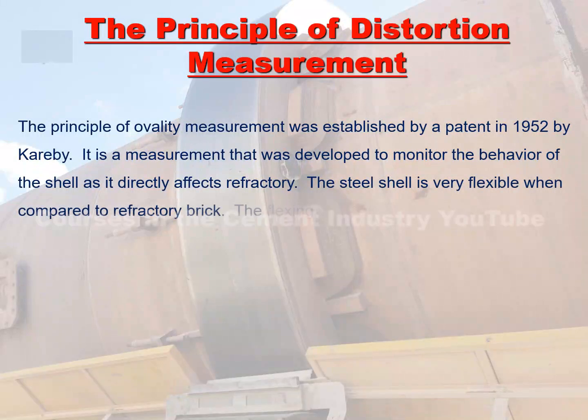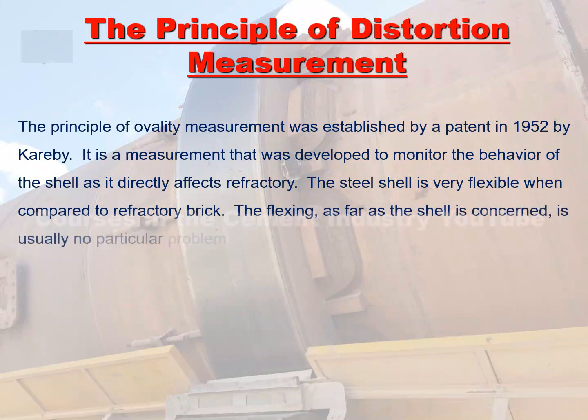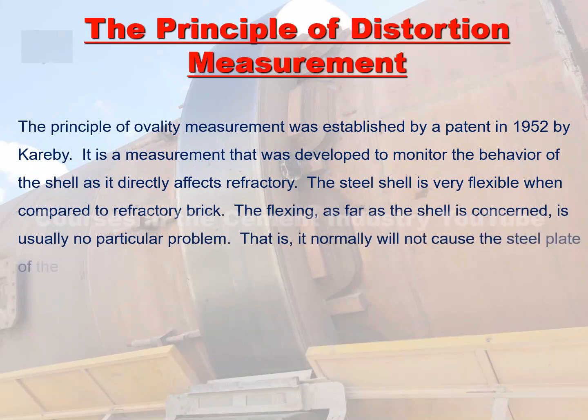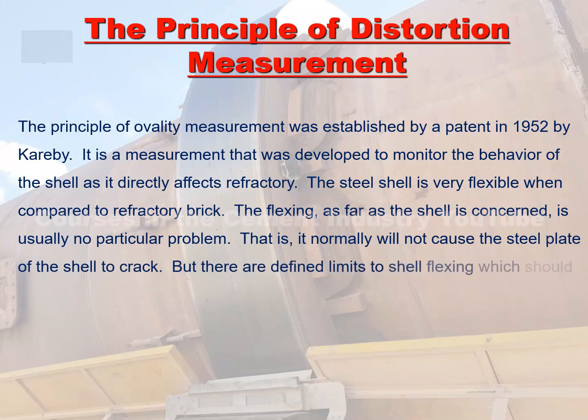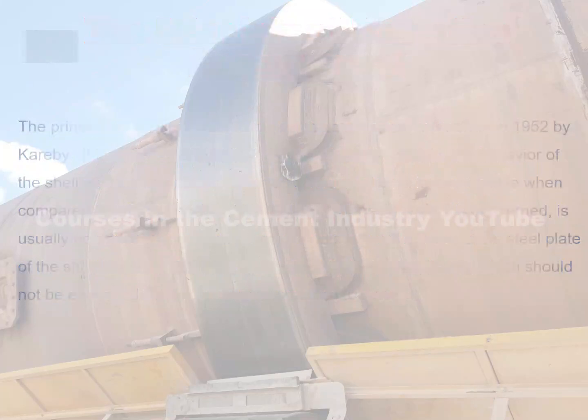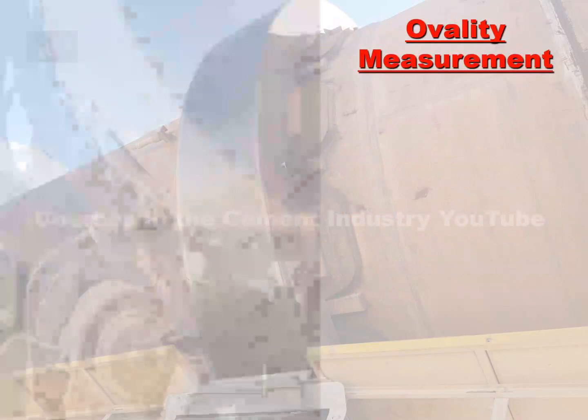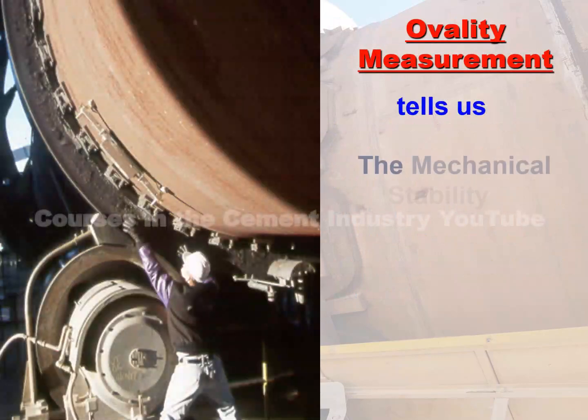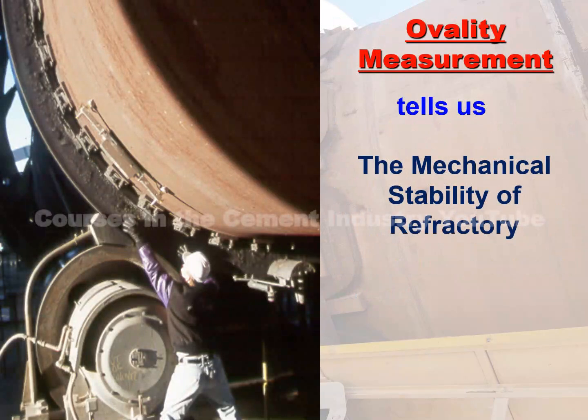The steel shell is very flexible when compared to refractory brick. The flexing, as far as the shell is concerned, is usually no particular problem. That is, it normally will not cause the steel plate of the shell to crack. But there are defined limits to shell flexing, which should not be exceeded, if the refractory is expected to survive. Ovality measurement tells us the mechanical stability of refractory.